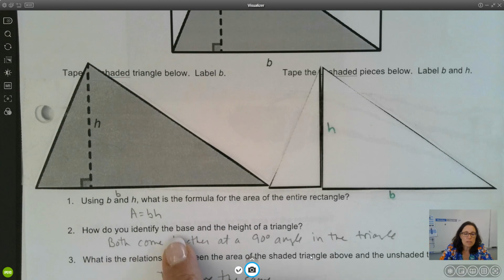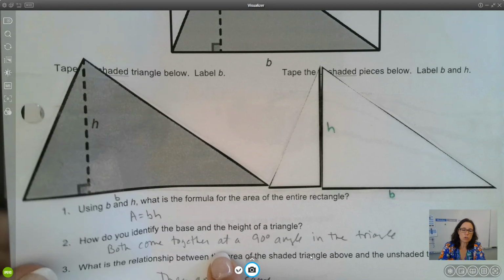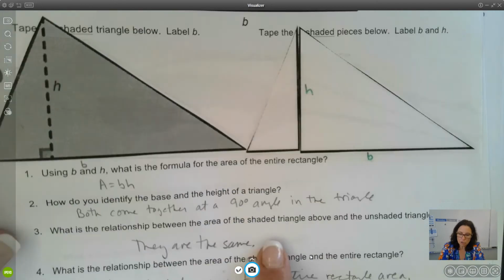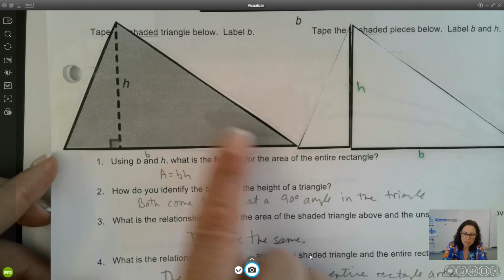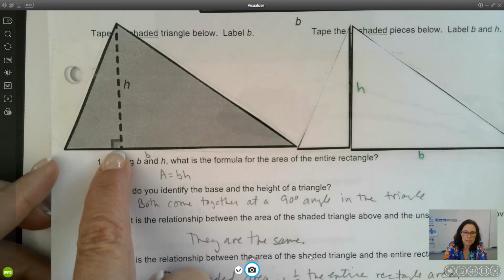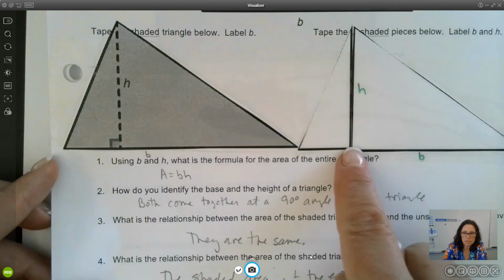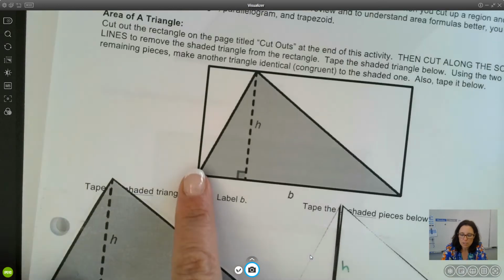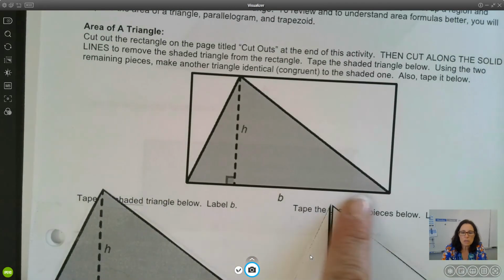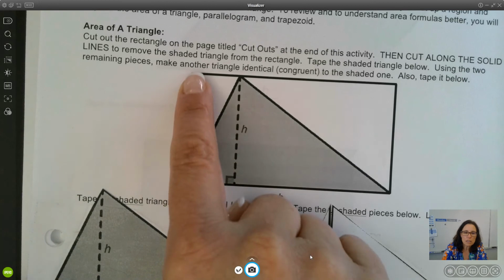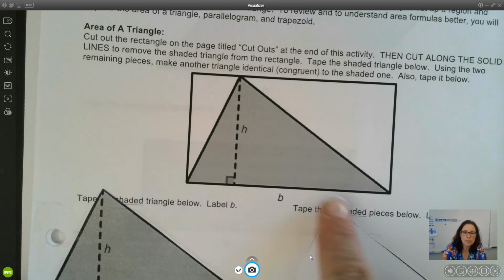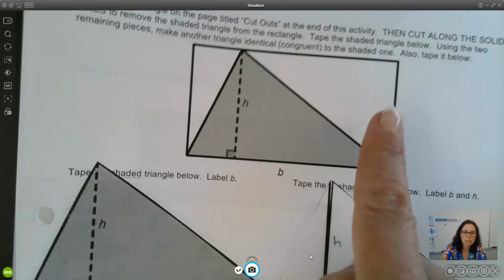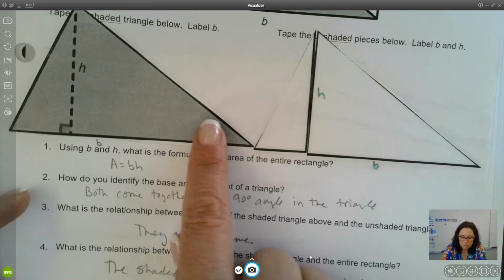How do you identify the base and the height of a triangle? They both come together at a 90-degree angle in the triangle. So this B and this H come together at a 90-degree angle, and so does this. Up here in the rectangle, you're just going to use B times H. If this is H, this is H, and this is H, isn't it? Just like it shows here.